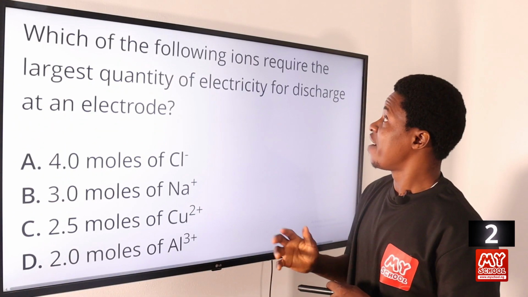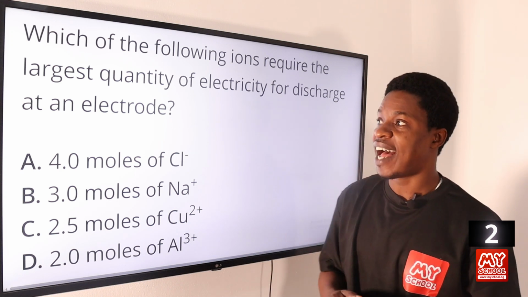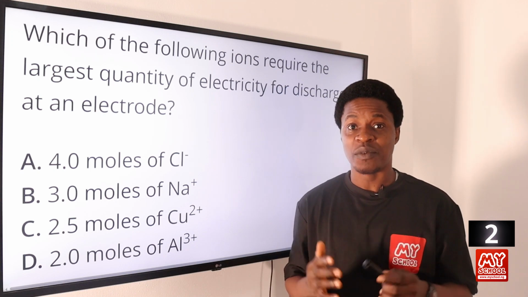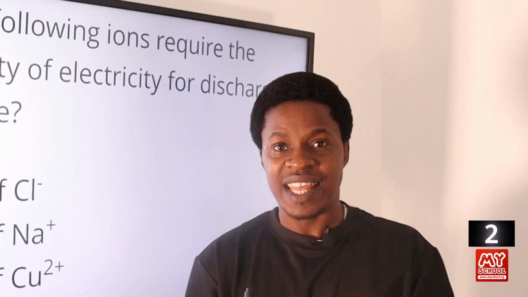Which of the following ions require the largest quantity of electricity for discharge at an electrode? Don't forget, of course, this is a topic under electrolysis, and usually when we talk about Faraday's first law of electrolysis, it starts to look at the relationship between the mass of a substance and then to the what?